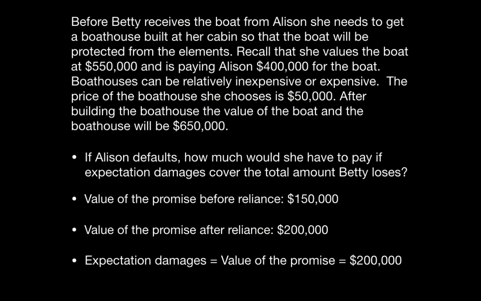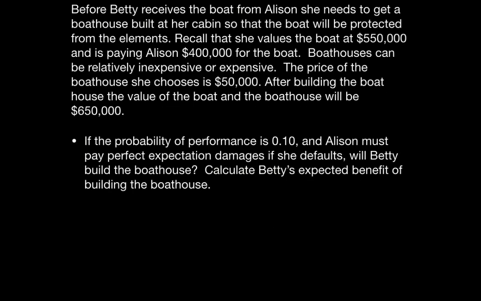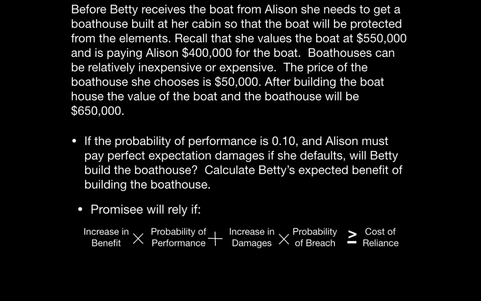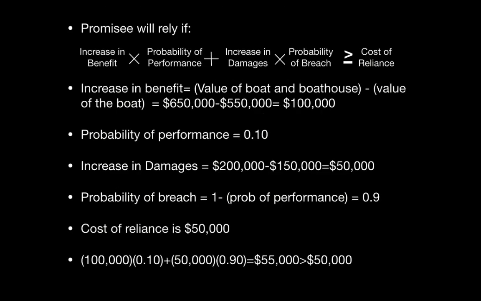Because Betty built a boathouse, breach suddenly got more expensive for Allison. If the probability of performance is 0.10 and Allison must pay perfect expectation damages if she defaults, will Betty build the boathouse? Calculate Betty's expected benefit of building the boathouse. Betty will rely if this weak inequality holds.